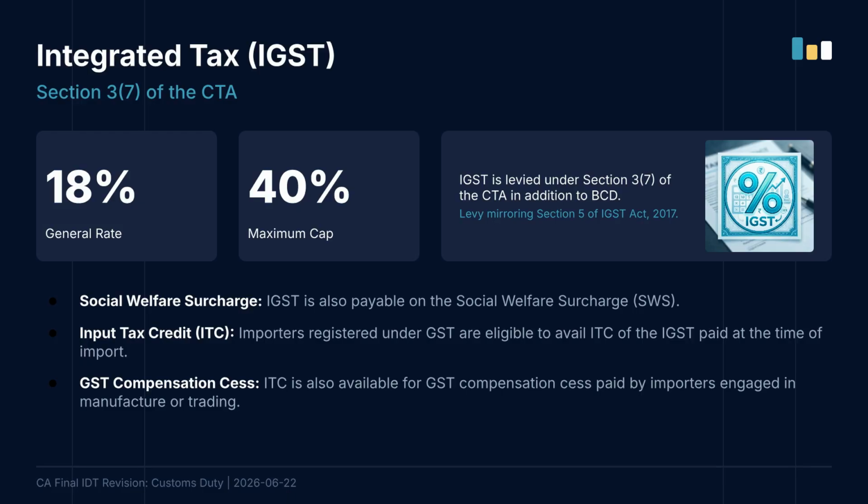Apart from basic customs duty, imported goods are also liable to integrated GST under Section 3(7) of the Customs Tariff Act. The maximum statutory rate can be 40%, though the commonly applicable rate is generally 18%. An important point is that IGST is calculated after considering customs duties and even applies on the social welfare surcharge component. The good news for registered importers is that the IGST and compensation cess paid on imports can generally be claimed as input tax credit under GST.